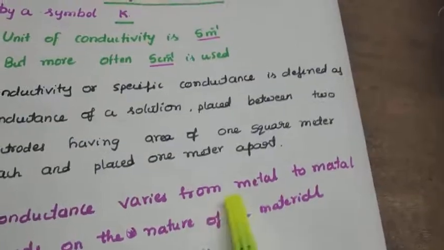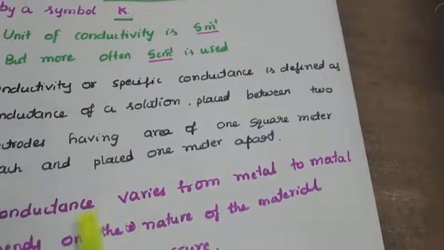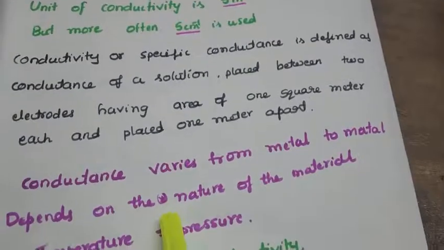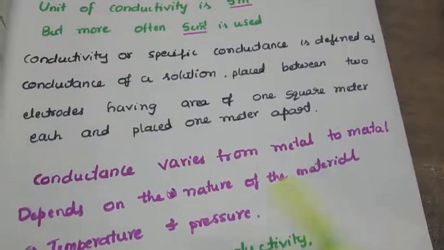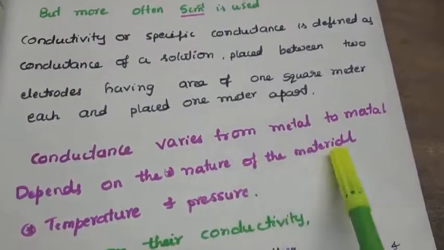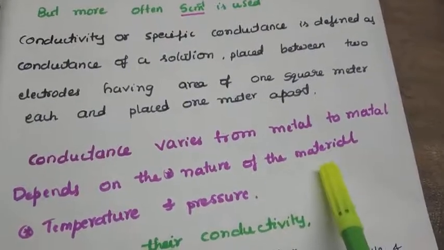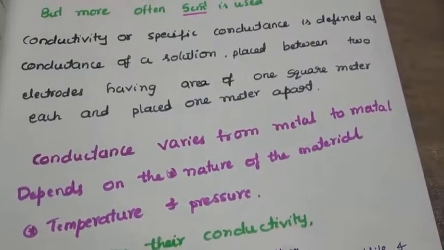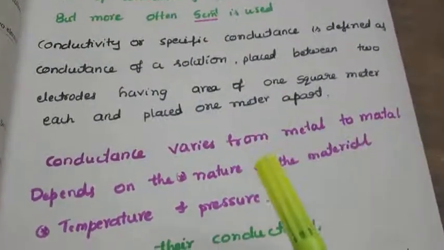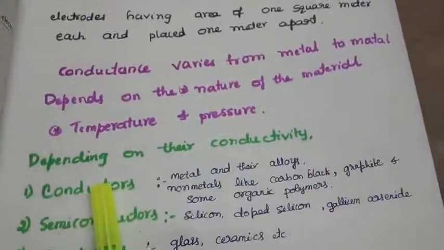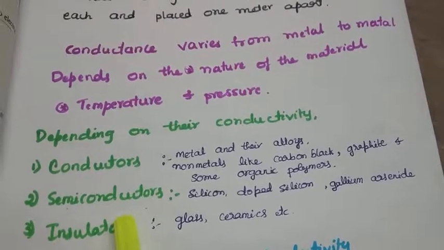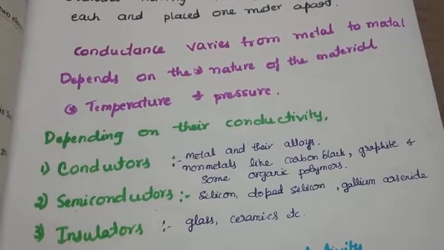Conductance varies from one material to another. It depends on the nature of the material, temperature and pressure. Depending on the conductivity, a material is classified into 3 types. First one is conductors, second is semiconductors, third is insulators.